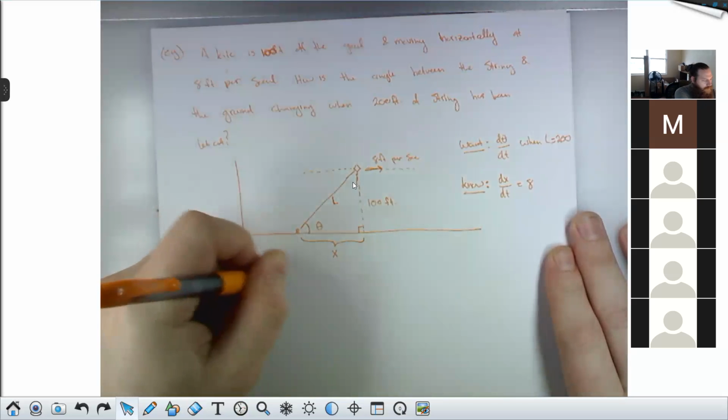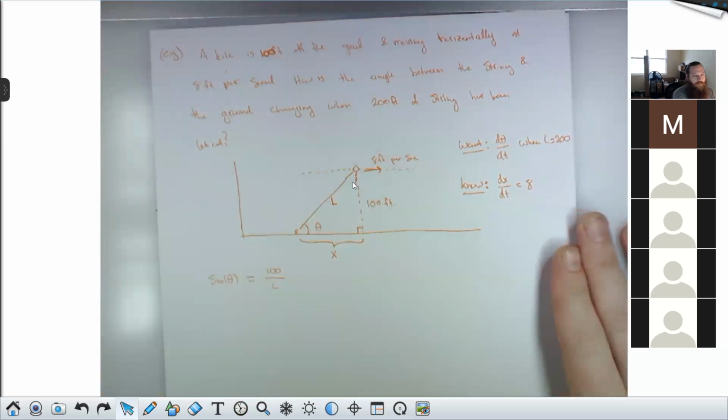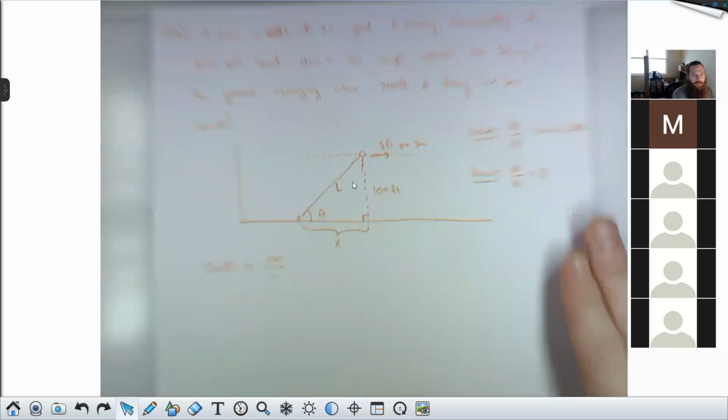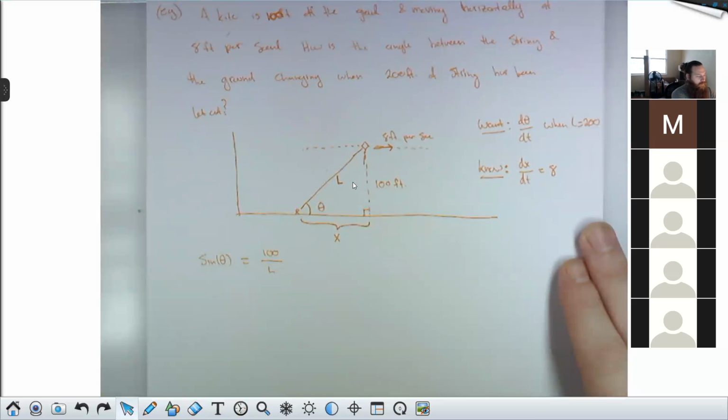That's 100 over L. So if I differentiated with respect to time on both sides here, I would get cos theta times d theta dt. And over here, I'd have 100 times negative 1 over L squared dL dt. I don't know dL dt, and I don't want to have to calculate it. I'd like to work this out in terms of dx dt if I can.